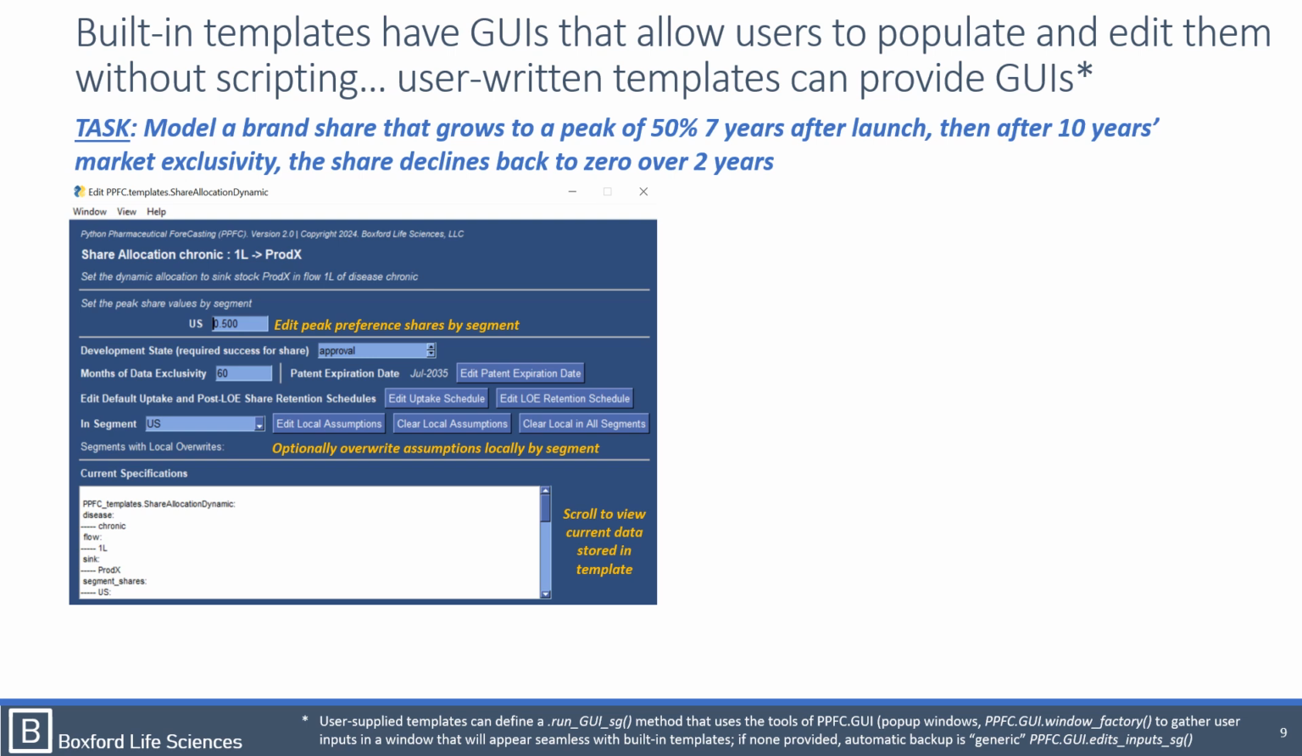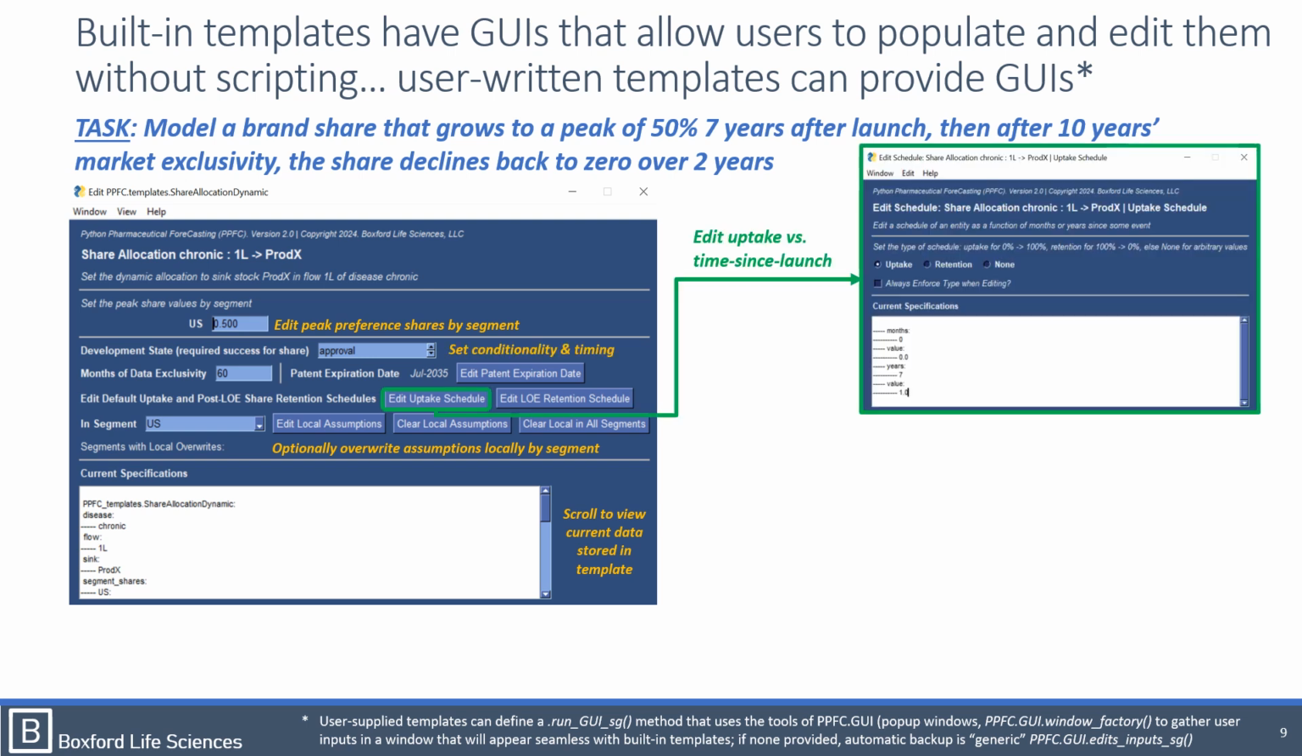Here we see the graphical user interface for this dynamic share allocation, where we can go into the different fields in here, change peak shares, change the conditionality on whether the drug is approved or not, and go in and do local overrides of assumptions by segment. In these different inputs, we can also scroll down in Windows to view all the different value and data that's stored in a template.